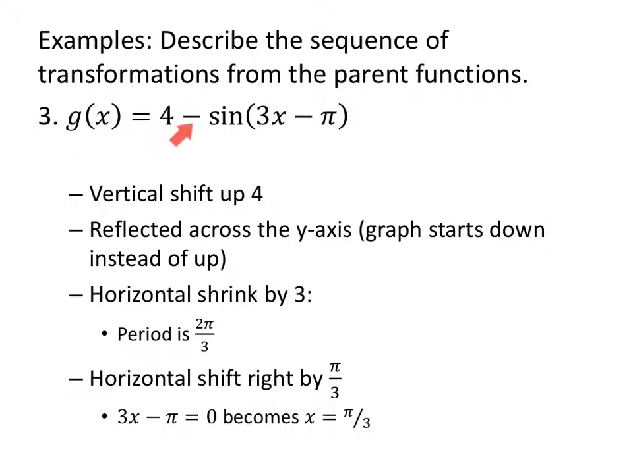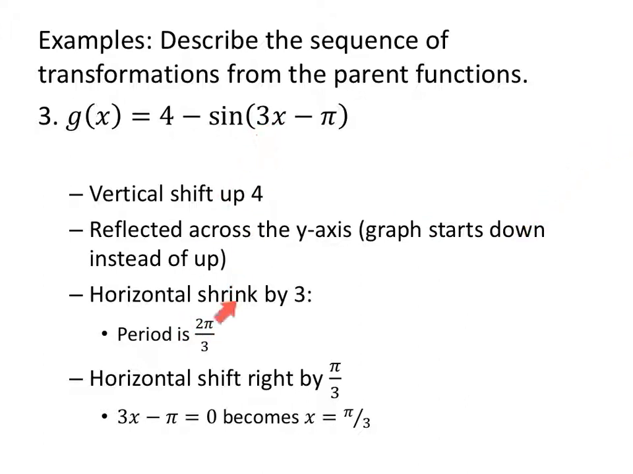g of x equals 4 minus sine of 3x minus pi. I have a vertical shift up 4 of my midline. The negative says I'm reflected across the x-axis, so the graph of sine, which normally starts up and comes down, with this reflection starts down and then goes up.